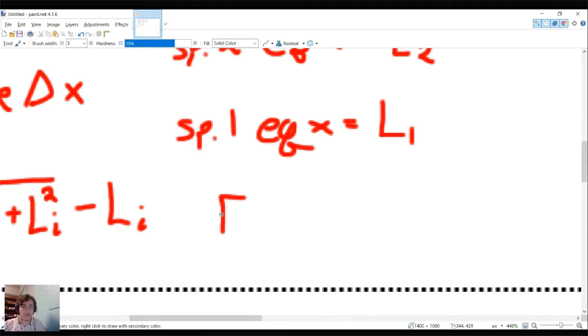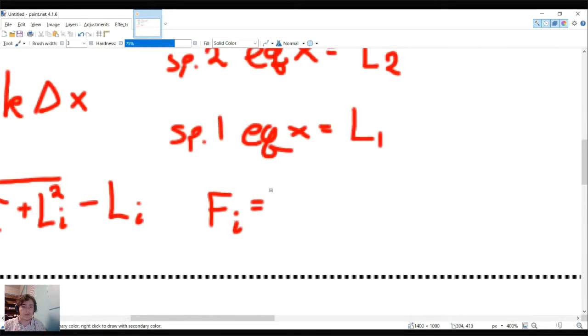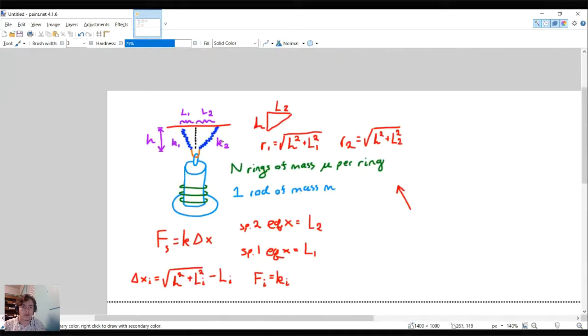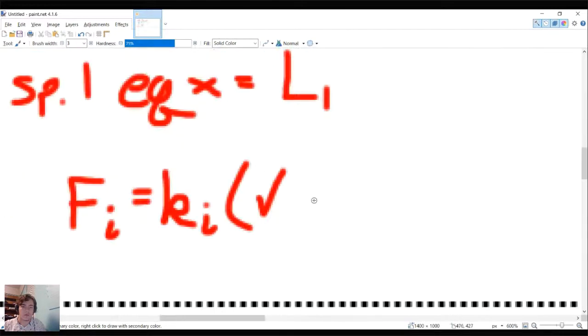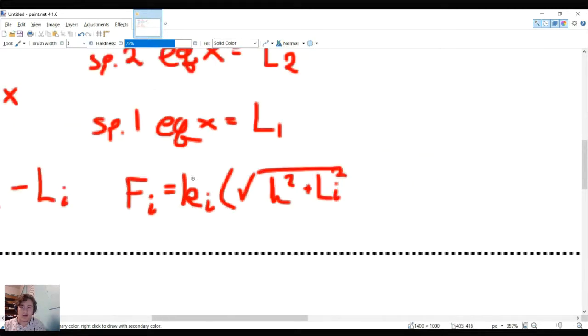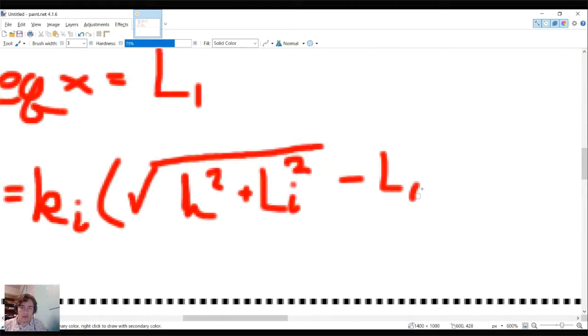So this means the spring force for both spring 1 and 2 is Ki, because we denoted this K1 and K2, which means the spring constant in the first one, the spring constant in the second one, times the square root of h squared plus Li squared, minus Li. I almost did the h bar thing again.